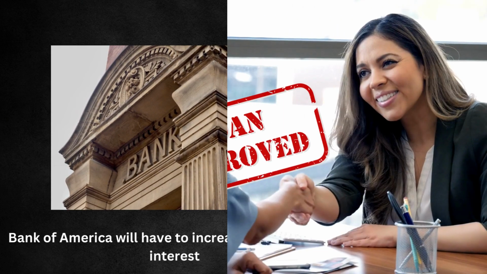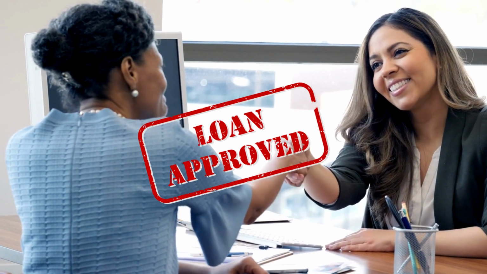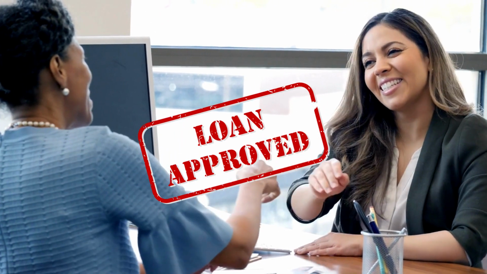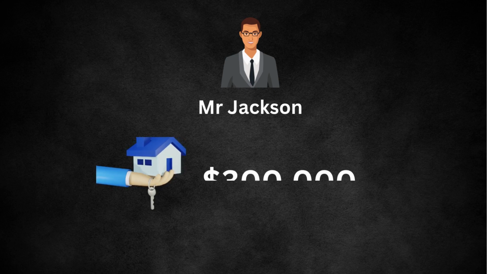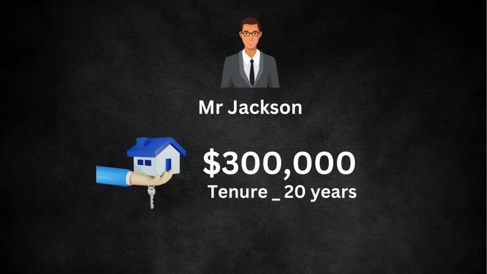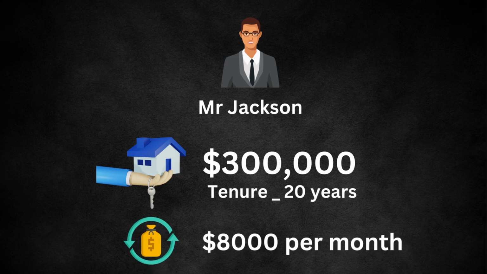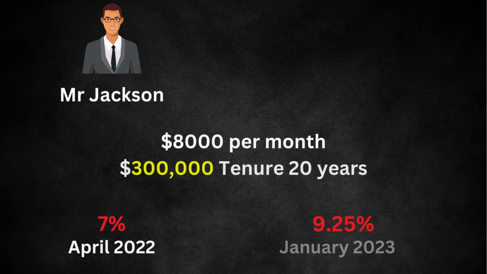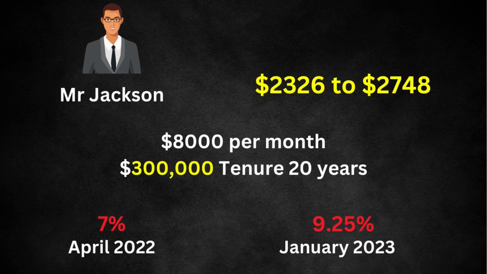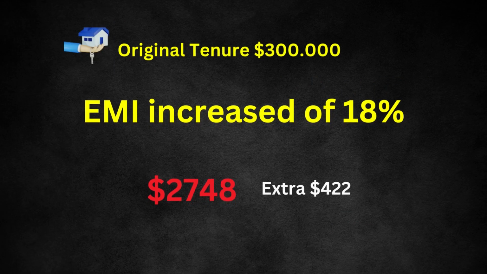So even Bank of America will have to increase the home loan interest from 8.15 to 8.25% to make a profit. And if you look at the impact of this change in interest rate on loans, it's very, very significant. To give you an example, let's say Mr. Jackson has taken out a home loan of $300,000 on a 20-year tenure and makes $8,000 per month. So if the interest rate goes from 7% in April 2022 to 9.25% in January 2023, the EMI would go from $2,326 to around $2,748 to repay the exact same loan within the original tenure, and this is an EMI increase of 18%.